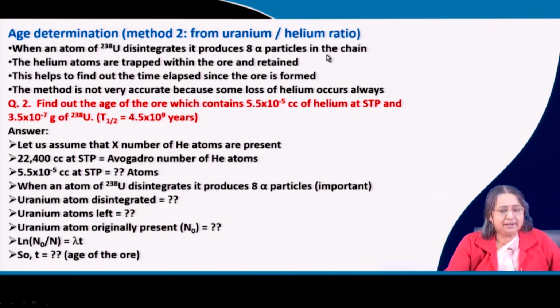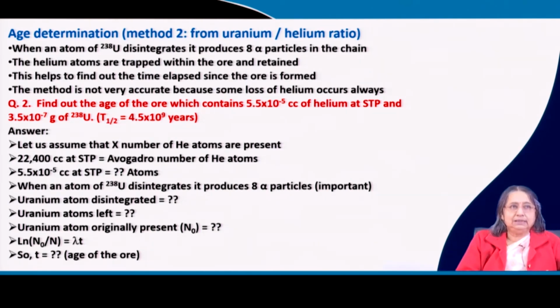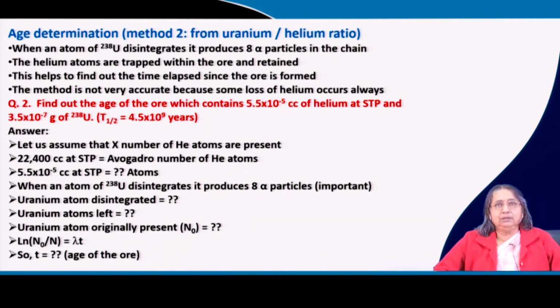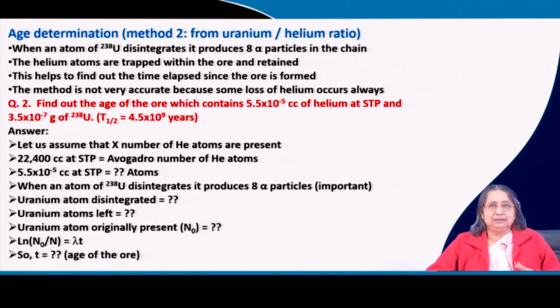Now, the helium atoms are trapped within the ore and retained. It is inside the ore. So, the helium it is producing is trapped inside the ore. Now, it helps to find out the time elapsed since the ore was formed, up to now. You have to know how much concentration of helium is produced, how much helium is produced.